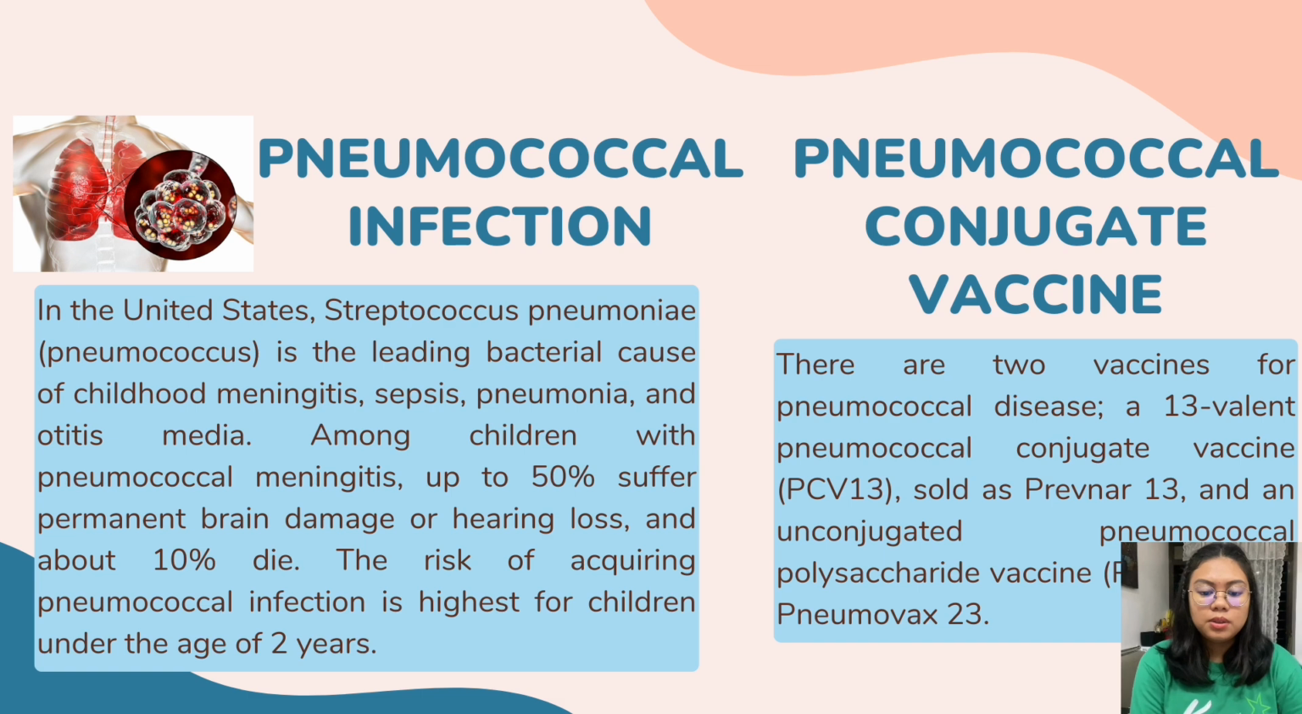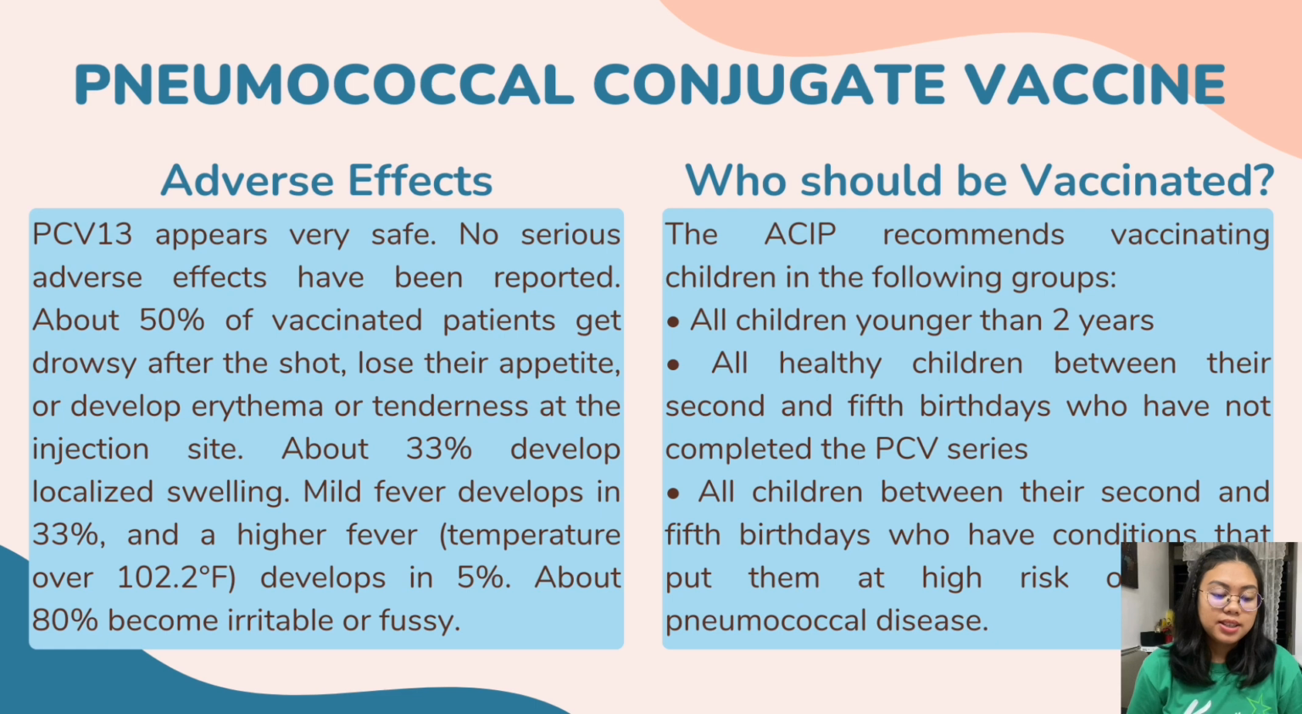For the vaccine, there are 2 vaccines for pneumococcal disease: a 13-valent pneumococcal conjugate vaccine, sold as Prevnar 13, and an unconjugated pneumococcal polysaccharide vaccine, sold as Pneumovax 23. For adverse effects, it appears very safe. No serious adverse effects have been reported.